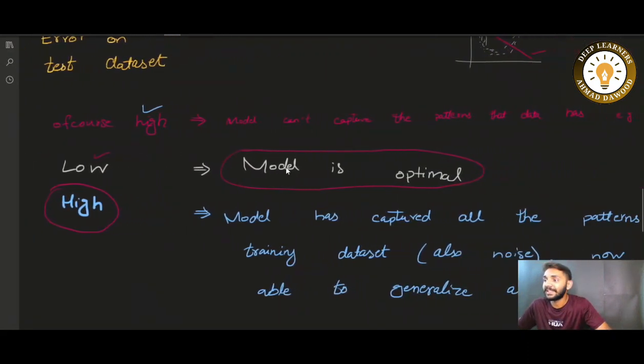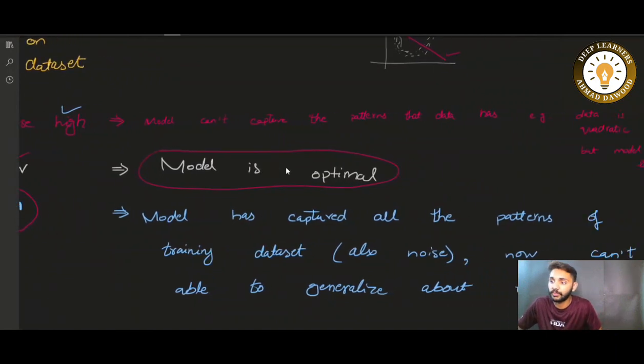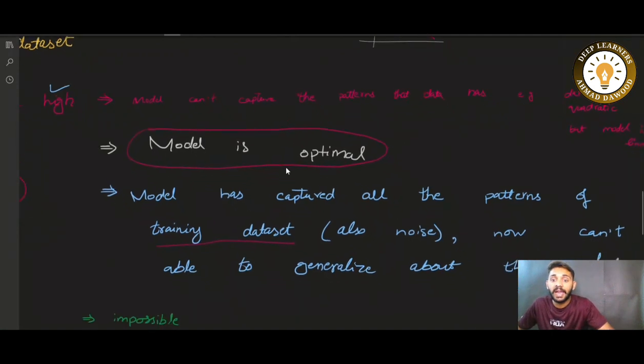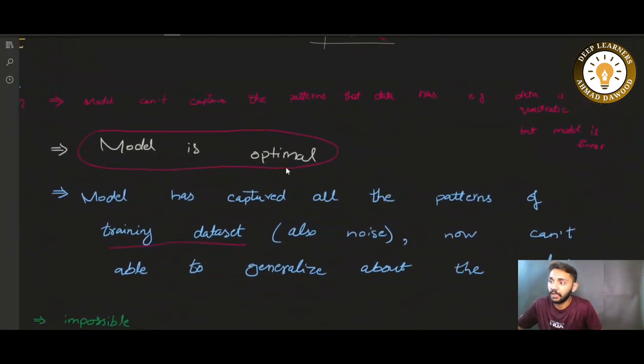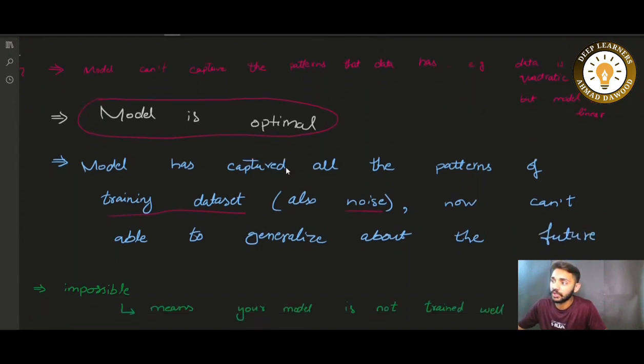Now you can say here your model has captured all the patterns in your training data set, and also noise. It has captured all the training data points perfectly, but now it cannot generalize about the future.